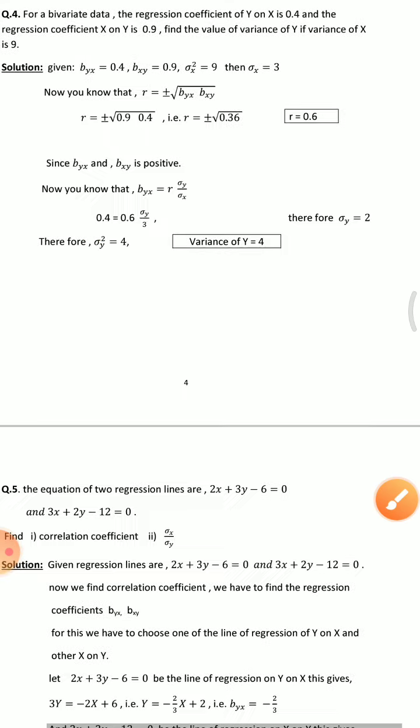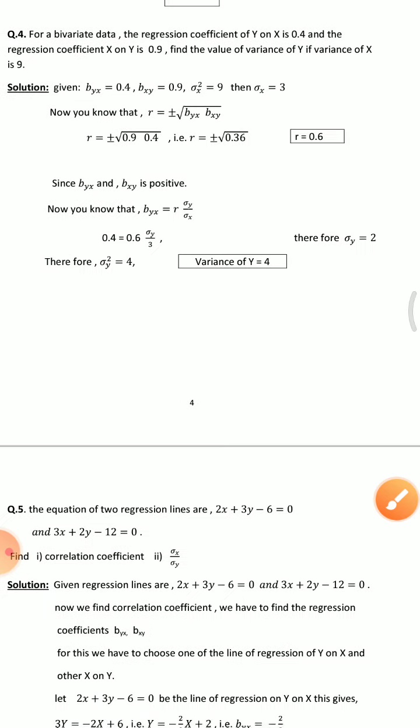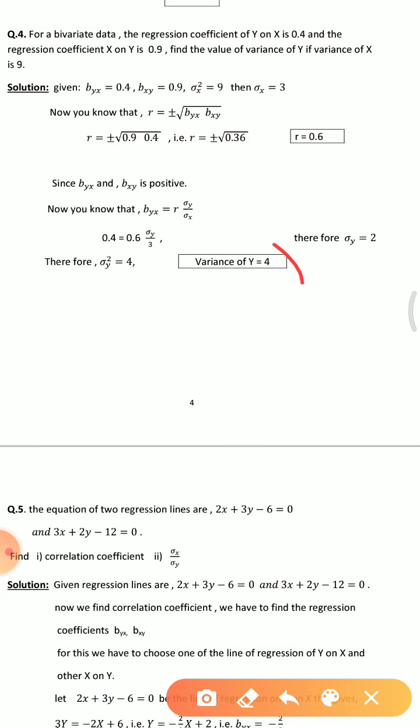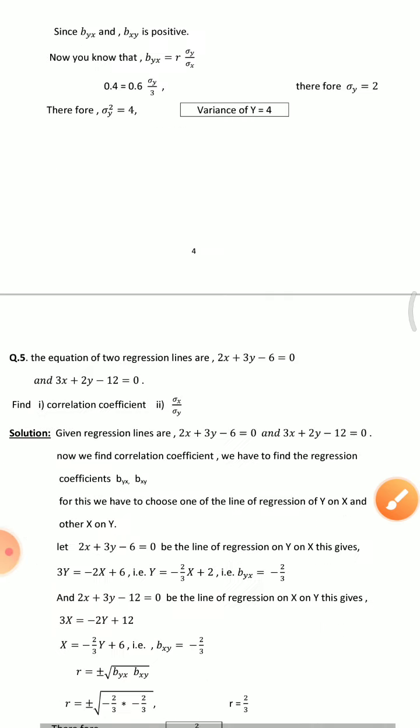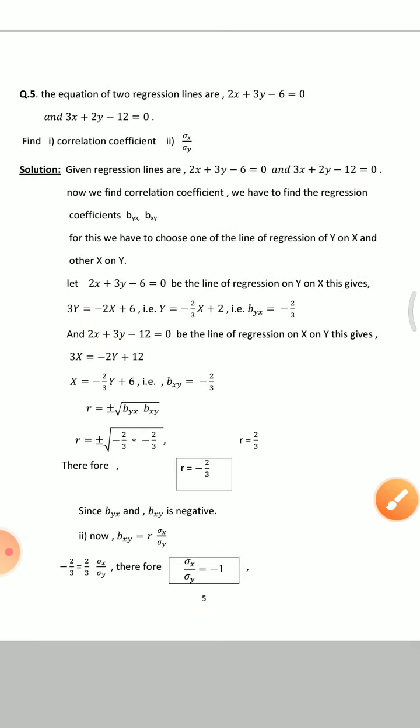Therefore, variance of y is equal to 4. This we have to find, the variance of y here. See the next question, question number 5.